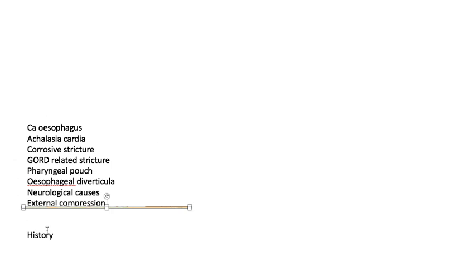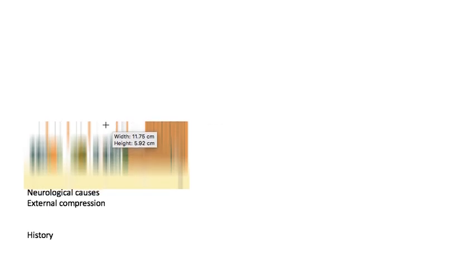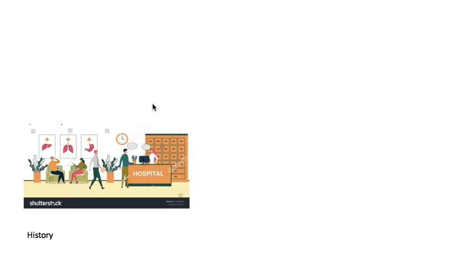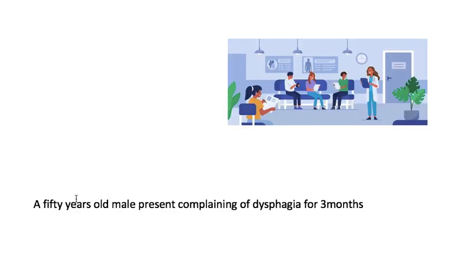So what is the history that you are going to take? So again, you can plan for yourself, pause the video, plan for yourself, and then do a comparison. This of course is a fairly straightforward situation. So the age is important. Now here the person is 50 years.